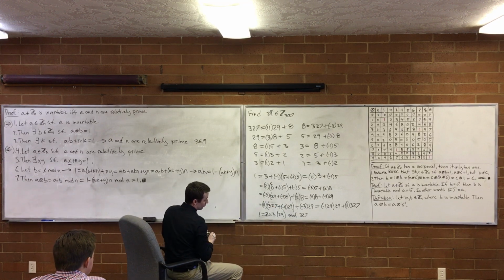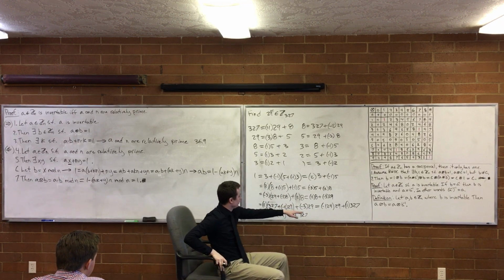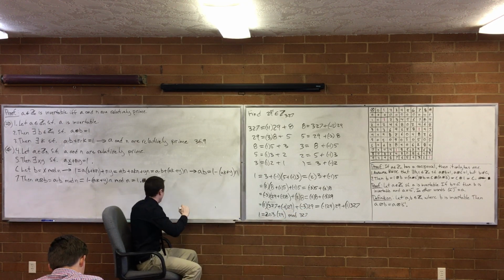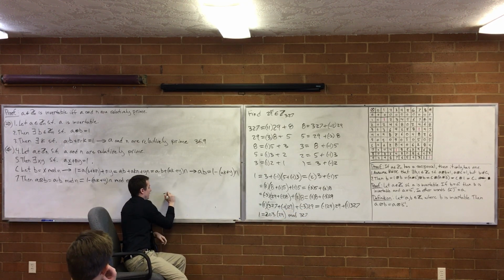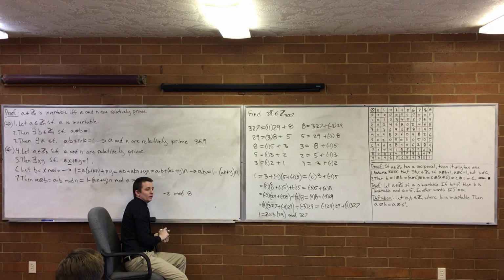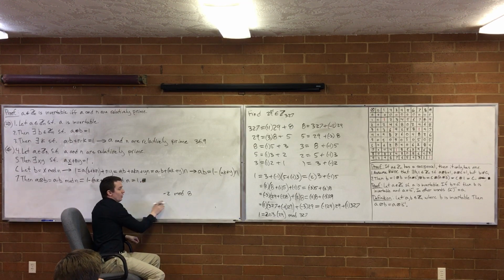So 1 is equal to 2L3. Oh, why did you add 327? Okay, let's think for a second. What's negative 2 mod 8? It'd be 1 plus 10. 6. Huh? Oh, okay. Do you see?